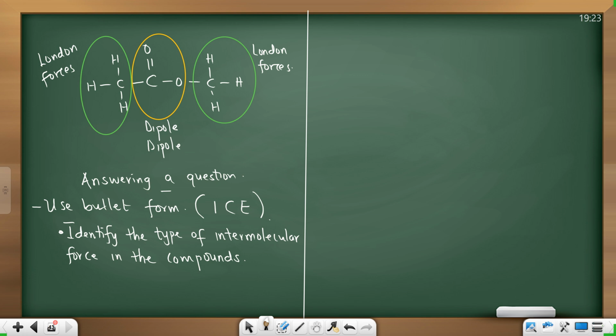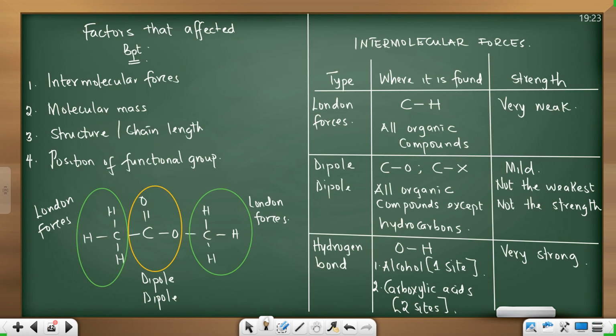Because if you look at my table, you would find alcohols in the first, because alcohol is an organic compound. You will find it here because I said all organic compounds except alkane, alkene, and alkyne. That's my hydrocarbon. So there's alcohol here, and if you quickly look at the structure of alcohol, it has an OH, hydrogen bond, dipole, London. Can you see that? It's got the three. That's why it's very strong, because you have three forces. I hope that makes sense.